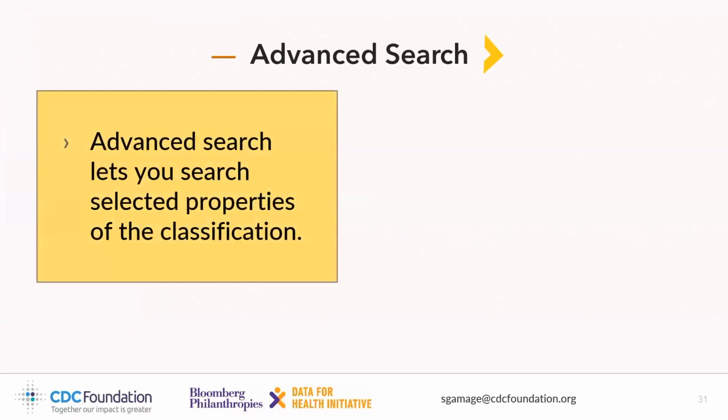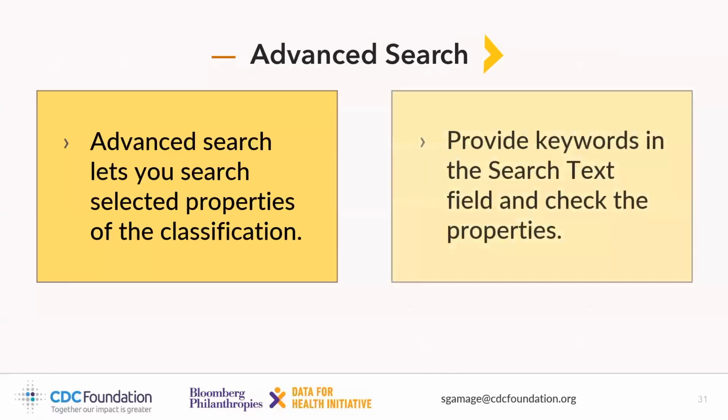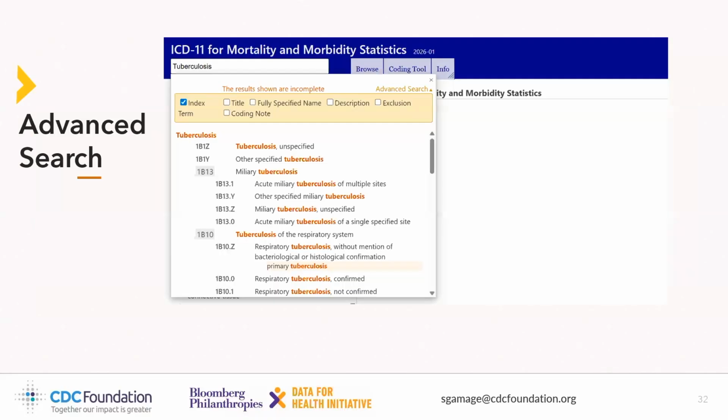As I told you before, advanced search lets you search selected properties of the classification. I'll show you some examples. Provide keywords in the search text field and check the properties. Here you can see tuberculosis is searched as index term, and tuberculosis unspecified, other specified tuberculosis, and all these entries appear here. Advanced search by index term.